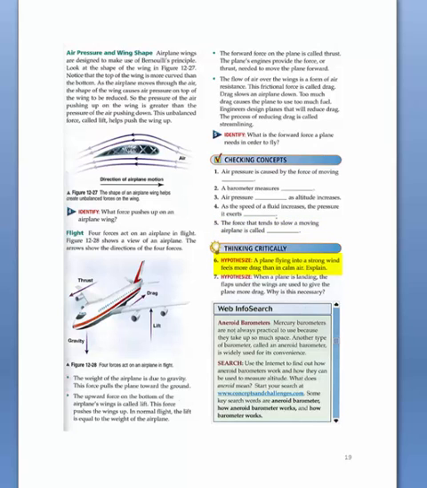Thinking critically. 6. Hypothesize. A plane flying into a strong wind feels more drag than in calm air. Explain. 7. Hypothesize. When a plane is landing, the flaps under the wings are used to give the plane more drag. Why is this necessary?